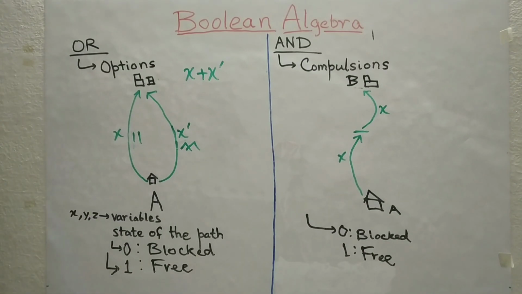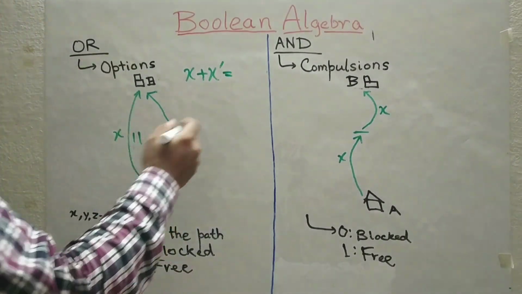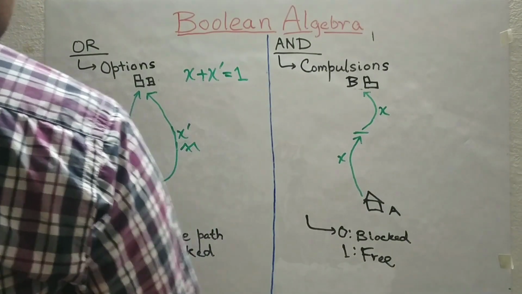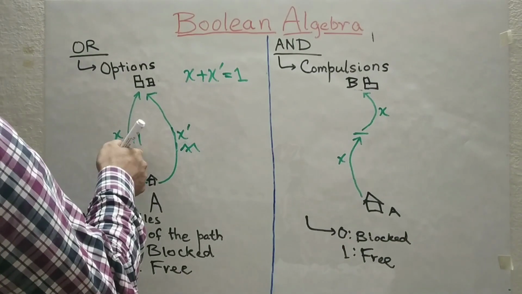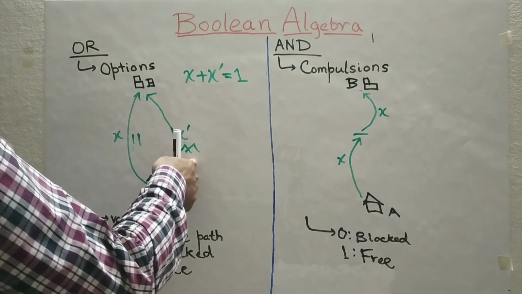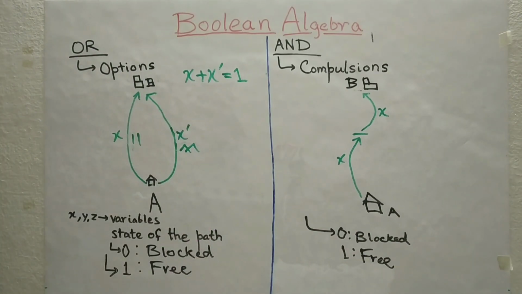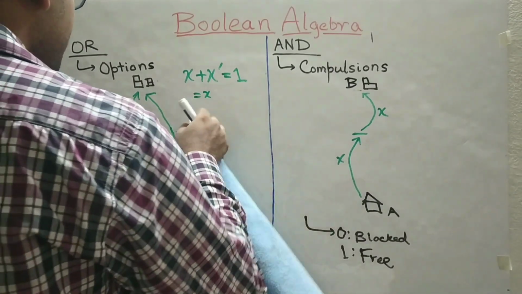So one of the paths is always free, and since OR represents the options, one of the paths is always free. So you know that you are always free to go from A to B. So the output is 1. Right? So this is a very simple one. If there is a path from A to B, means if x is free, then x naught is blocked. If x is blocked, x naught is free. There is always a path to go from A to B. So the output is 1. And similarly, the order does not matter here also. This could be x naught, this could be x, it does not matter.